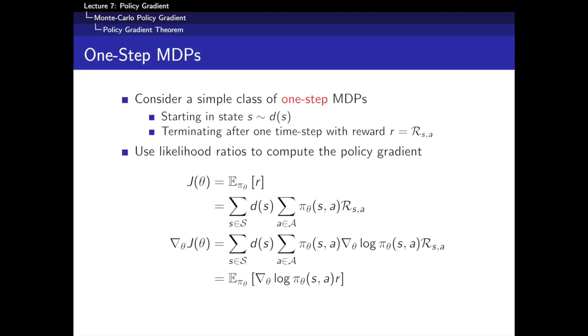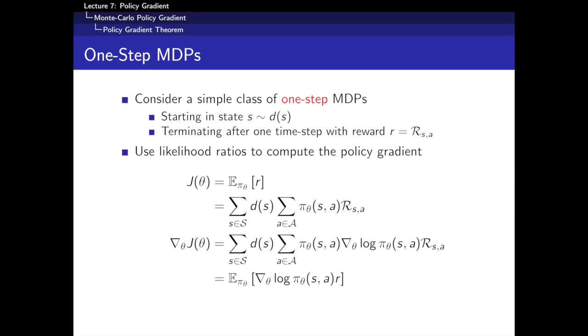The way we're going to do that, let's just expand this out. This is the expectation over the state that we start in, and this is the expectation over the actions that we pick under our own policy. So this is the expected reward. Now we're just going to plug in the likelihood ratio trick. We're going to take the gradient of this whole thing. We want to know the gradient that gets us more reward.